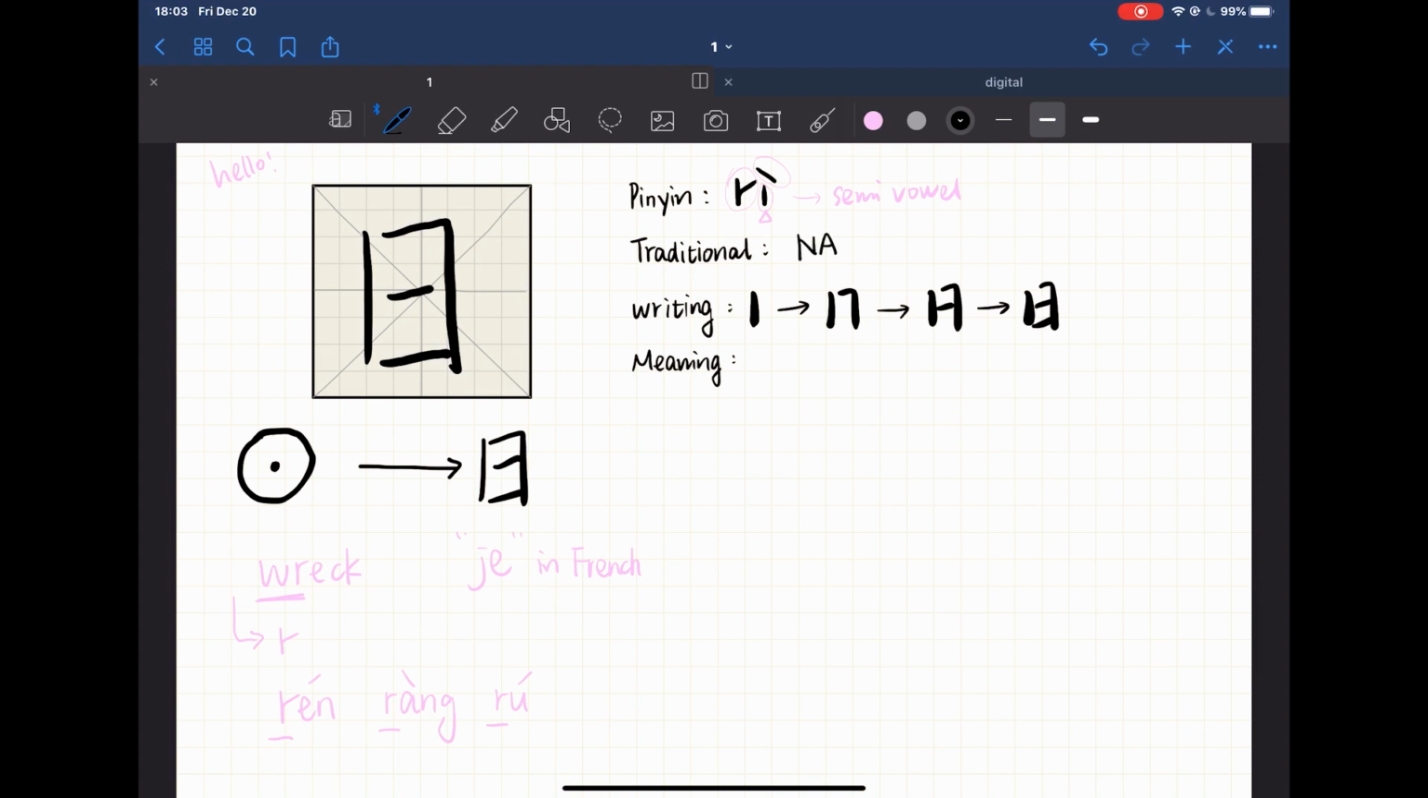This word has the same form in traditional Chinese as the simplified one. The first meaning of this word is sun. This is the most basic meaning of this character. The rest of the meanings are derived from the sun.